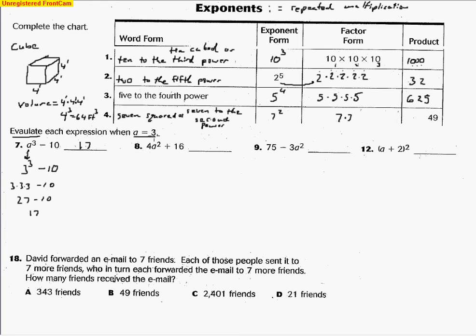Well, again, put 3 in place of a. Now, this is a common mistake because people want to multiply the 3 first. But that's not what we do. What does order of operations say we do? Let's write that little saying down.